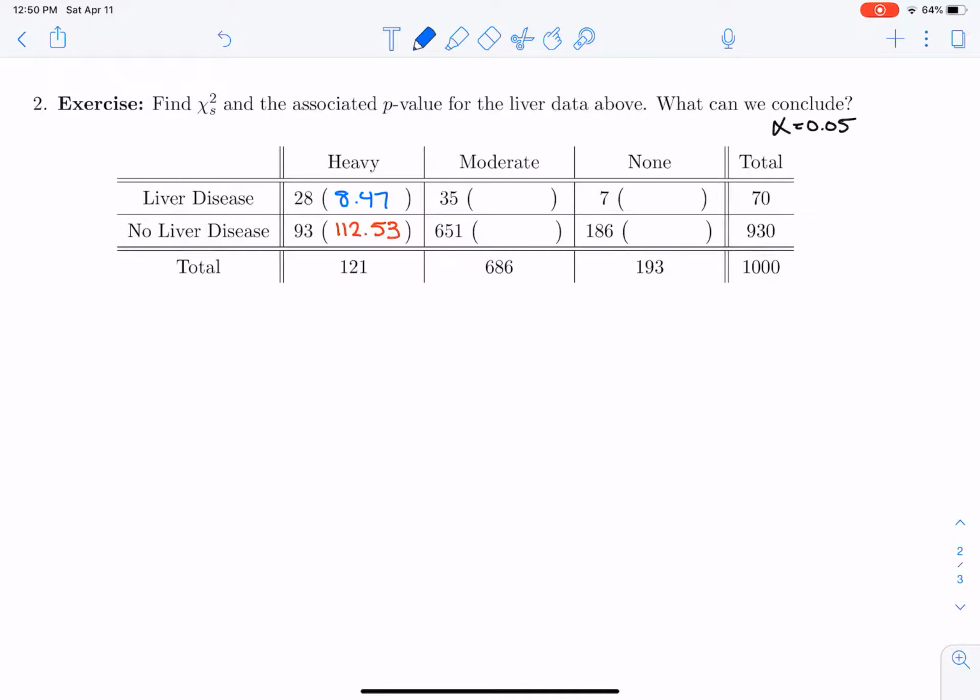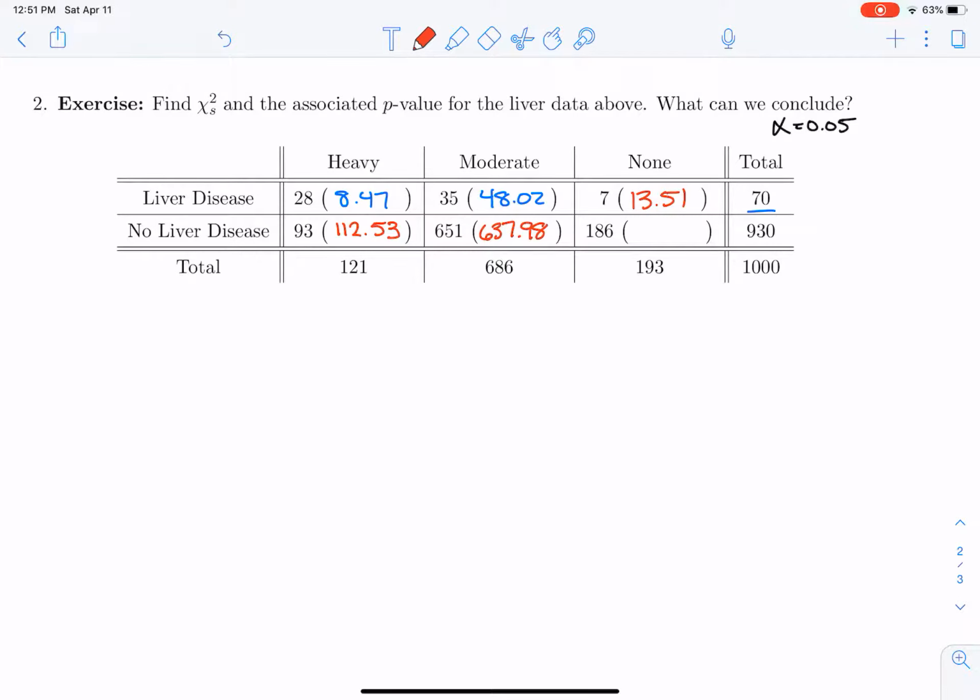For moderate drinkers, the expected frequency is 686 times 70 over 1,000. That's 48.02. But now that I've determined that, the other one has to be 637.98 if I want that to add to 686. Now going across the row for the non-drinkers, if I add up 8.47 and 48.02, I need to add 13.51 in order to get 70.